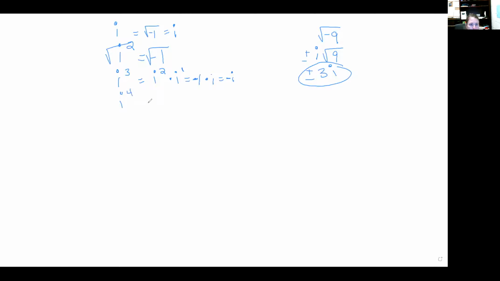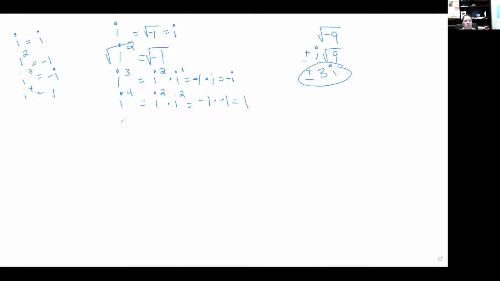All right, let's look at i to the fourth. i to the fourth is the same thing as i squared times i squared. I'm going to rewrite it over here: i to the third is -i. Now we're doing i to the fourth. We know i squared is -1, and i squared is -1. So, ta-da, we get a +1, okay?